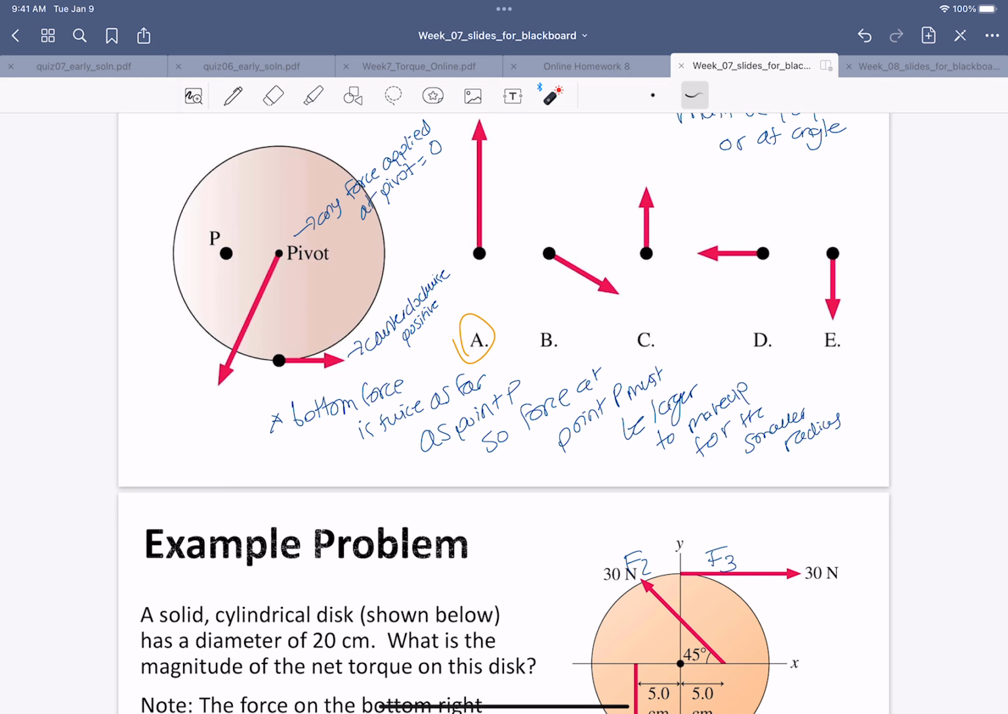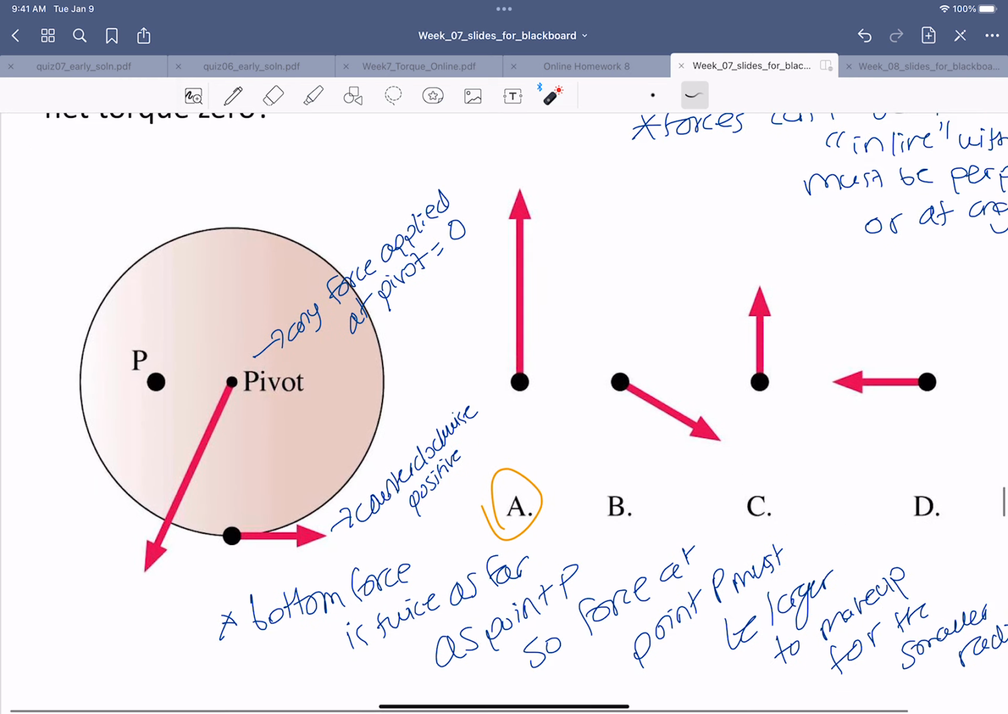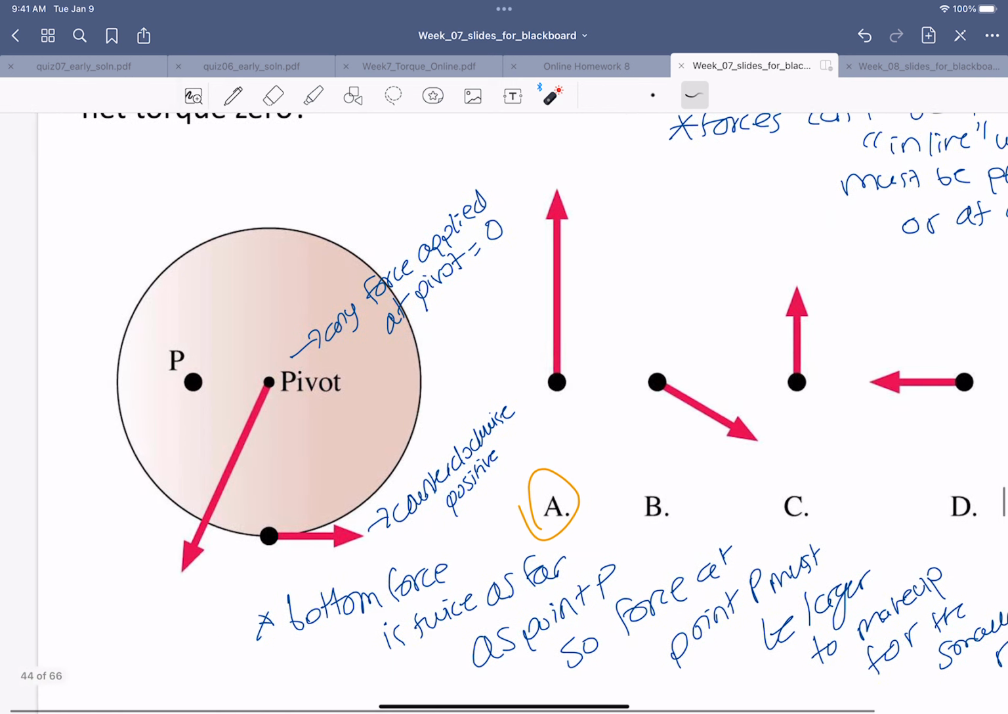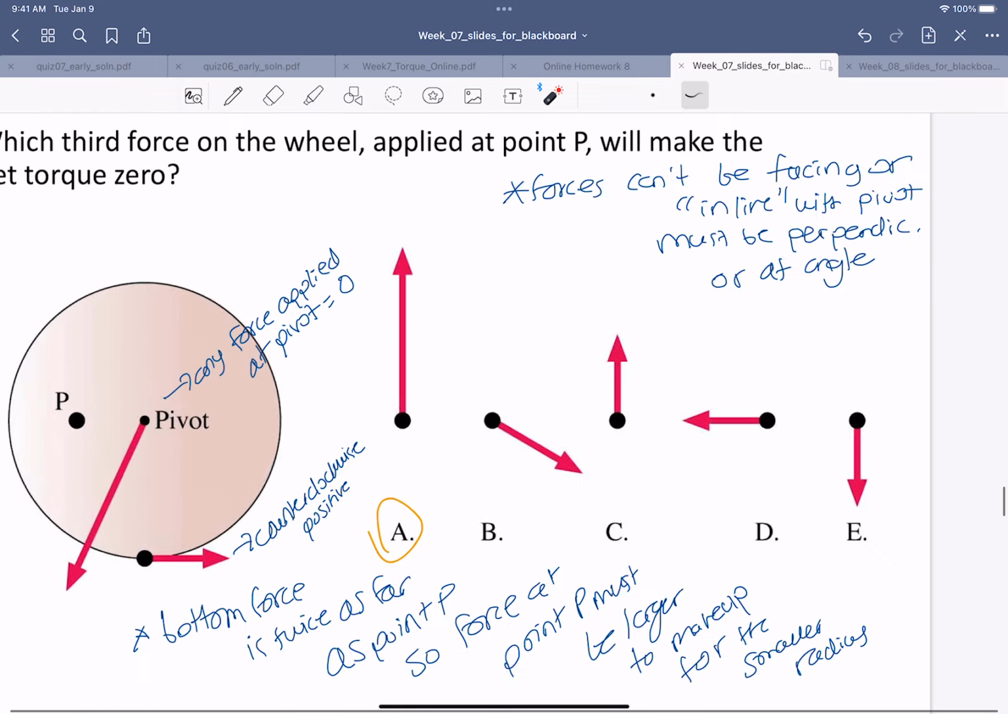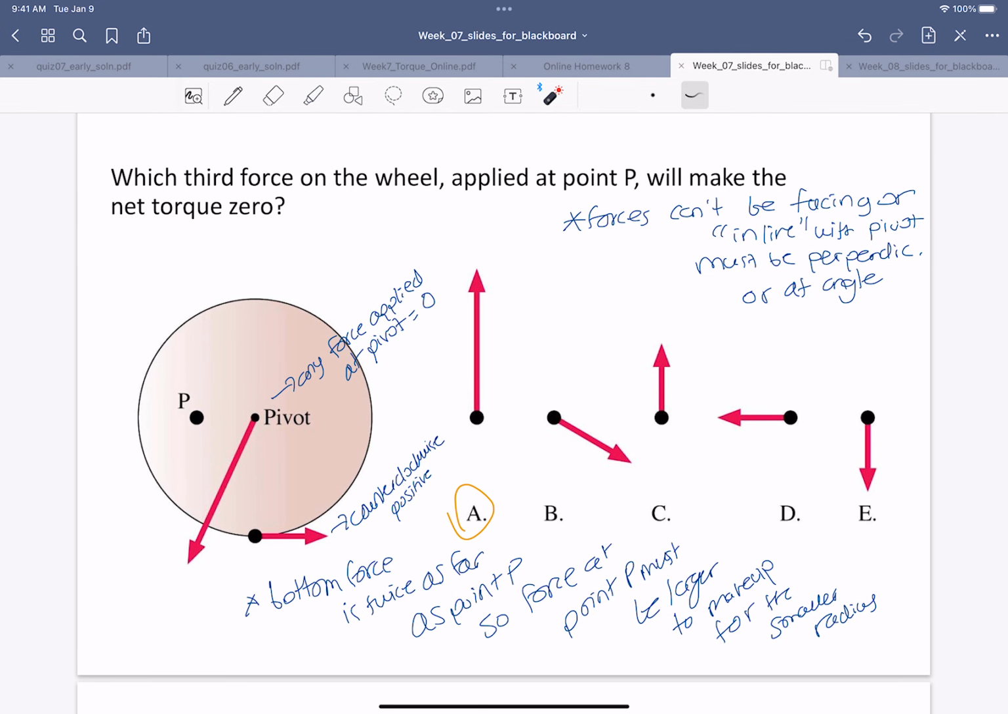So at point P, I'd have to exert some force in the opposite direction, first of all, right? So if this is counterclockwise, if this is pushing to the right and eventually moving up, right? So counterclockwise is positive. Then at point P, it only makes sense for the force to be pushing in what direction? Clockwise, right? Now we can go ahead and look at these and eliminate some options, right?